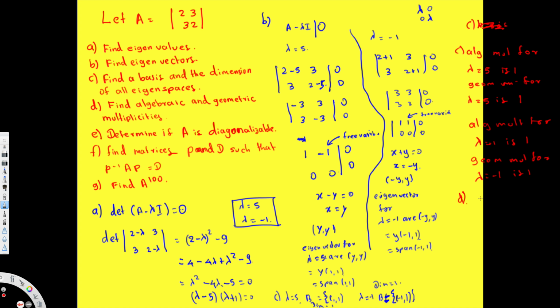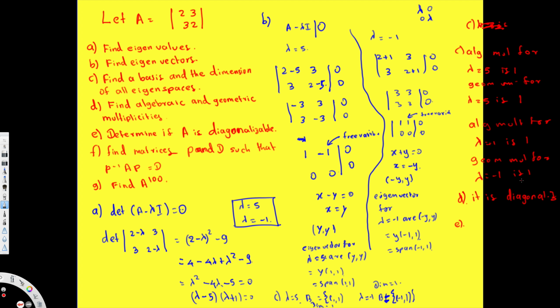So if it has the same number, it means it is diagonalizable. So that's the answer for the E question. The F question is asking to find matrices P and D such that P inverse AP is equal to D. So it's basically an easy question.